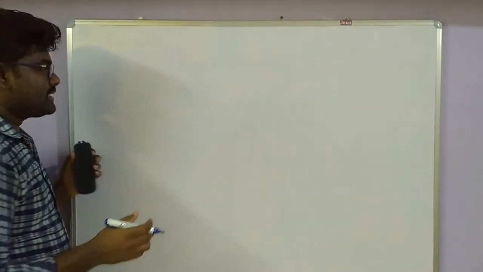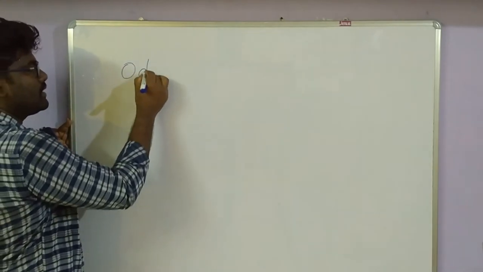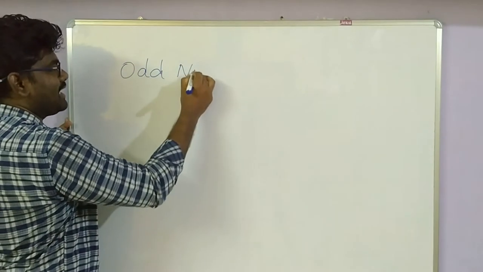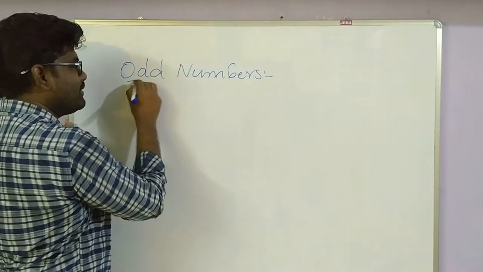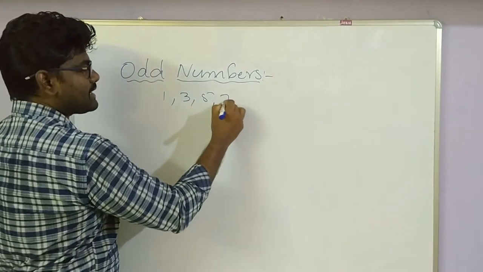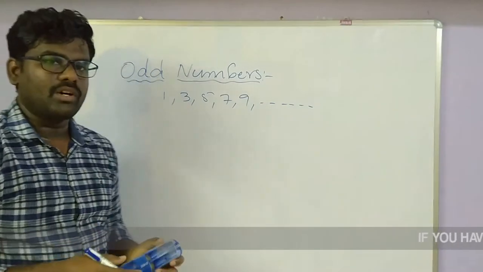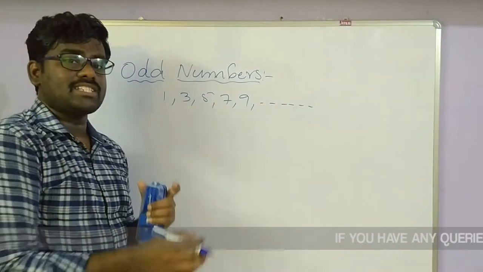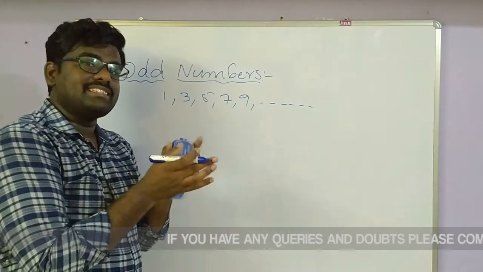Okay. Just they are given odd numbers, for example. What are odd numbers already? We know: 1, 3, 5, 7, 9 and so on. Those are all odd numbers we know. When they are given, once you observe here, we have some pattern. Then you can easily say the formula also.